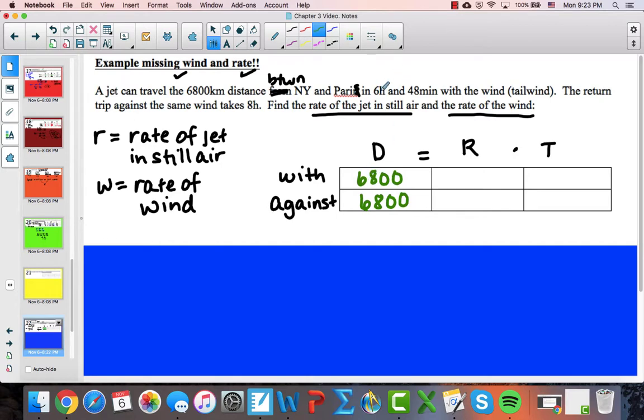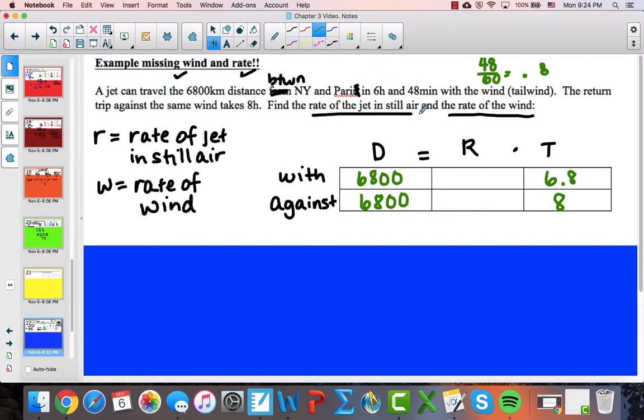The time there is 6 hours and 48 minutes, although we need to write that as a decimal or a fraction. I prefer the decimal. So 48 of 60 works out to be 0.8. Okay. So my time is 6.8 hours. Whereas the way back, against the wind, it was 8 hours. So it should take longer because the wind was making me slower.